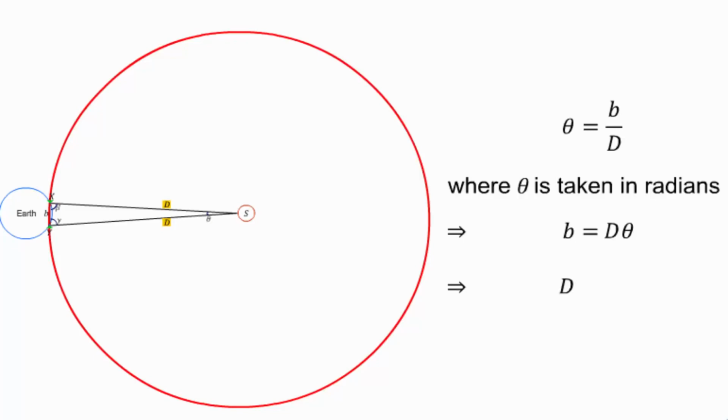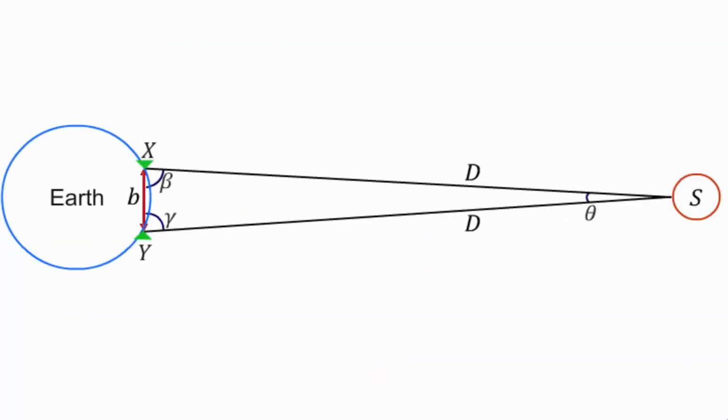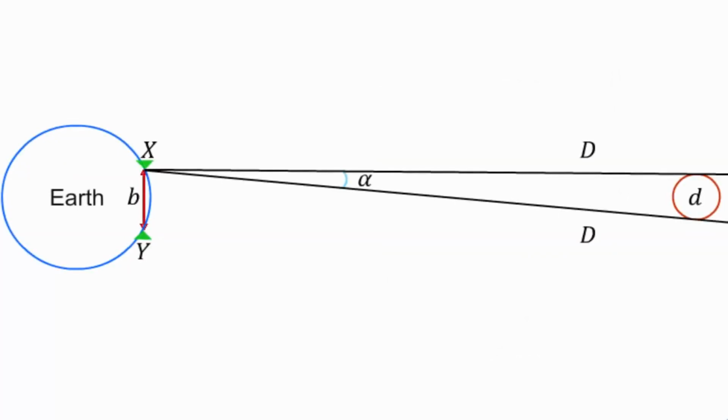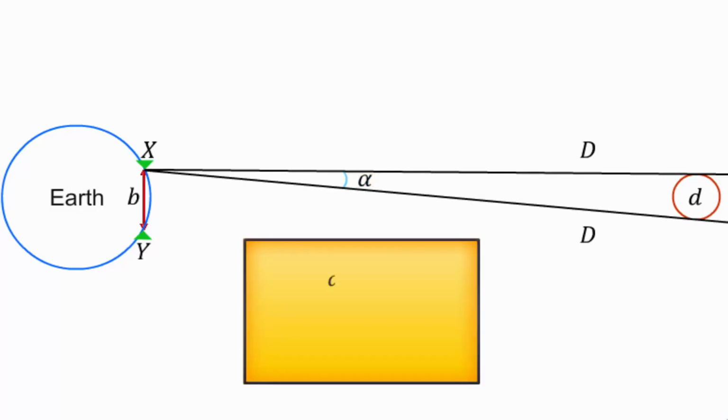As we measure the distance of a faraway planet from the Earth, we can also measure the size or angular diameter d of the planet. If d is the diameter of the planet, and alpha is the angle subtended by the planet's diameter at the Earth, we have alpha equal to d by D, or d is equal to D alpha, where alpha is in radians. The angle alpha can be measured from a single location on the Earth.